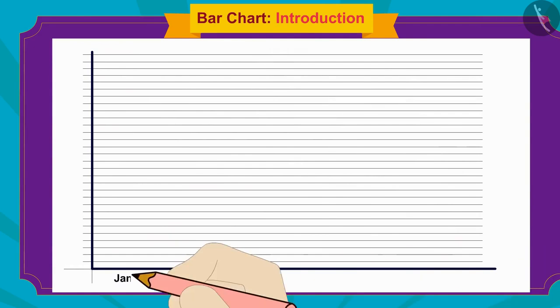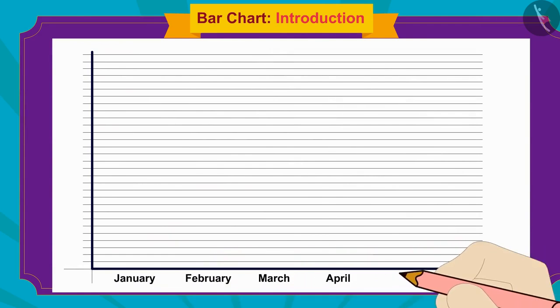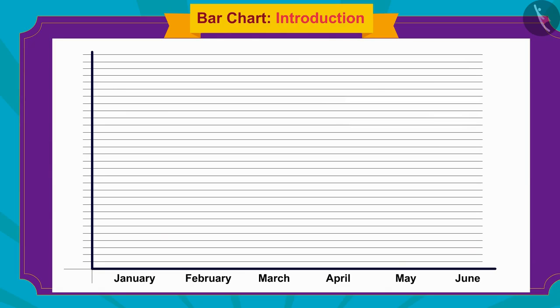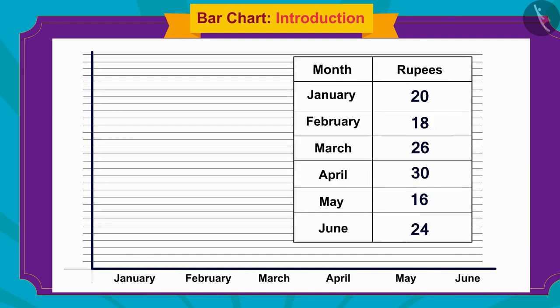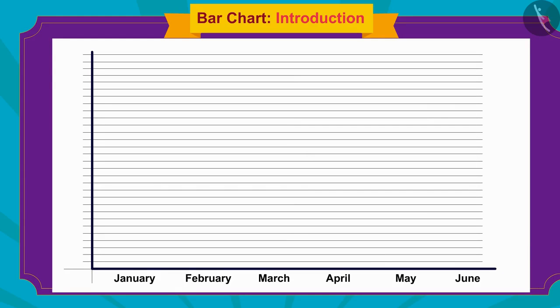Then he wrote the names of the 6 months on the horizontal line in this way. Then, in order to determine the interval between the two numbers on the vertical line or the scale of the chart, he found the largest number in Bunny's table, 30. So, he wrote down the numbers from 1 to 30 equally spaced on the vertical line.